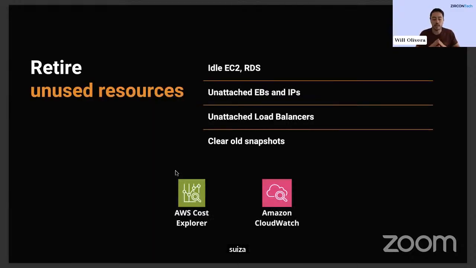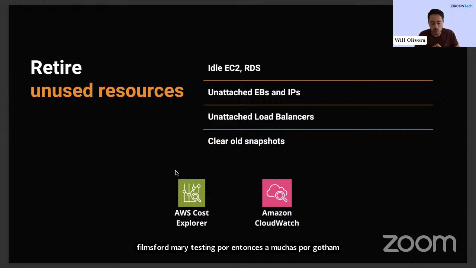Amazing. So let's now do a deep dive into these two practices that we mentioned. In regards to retiring unused resources, we found that it is usual to see EC2 and RDS resources that are in an idle status. And this might happen because we created things for maybe testing purposes and we just forgot about them. So that is a very common use case.